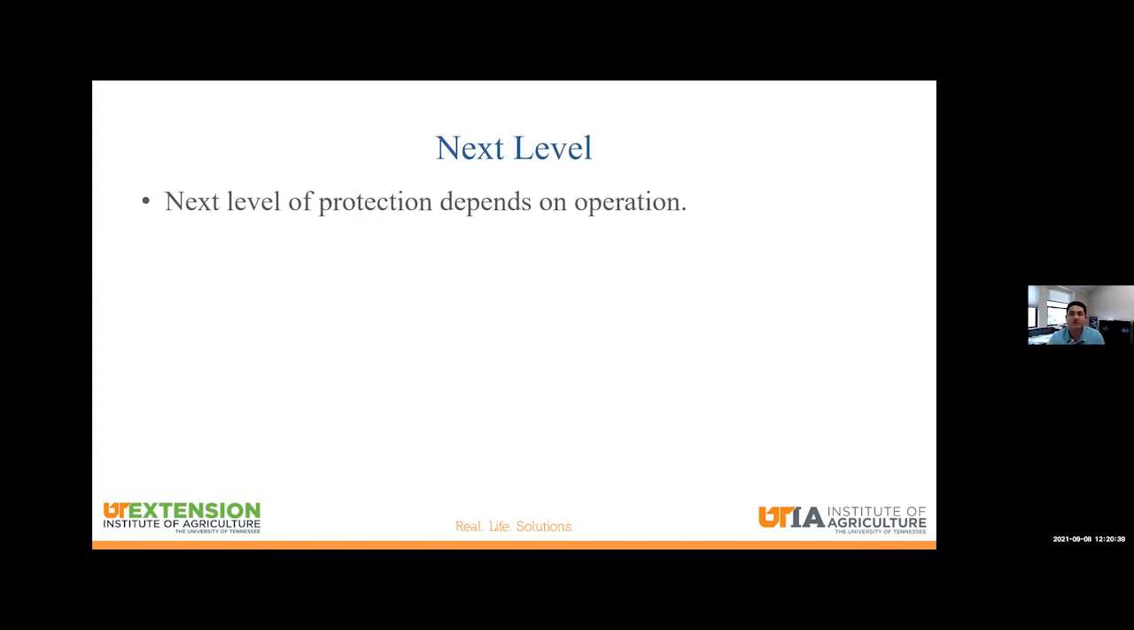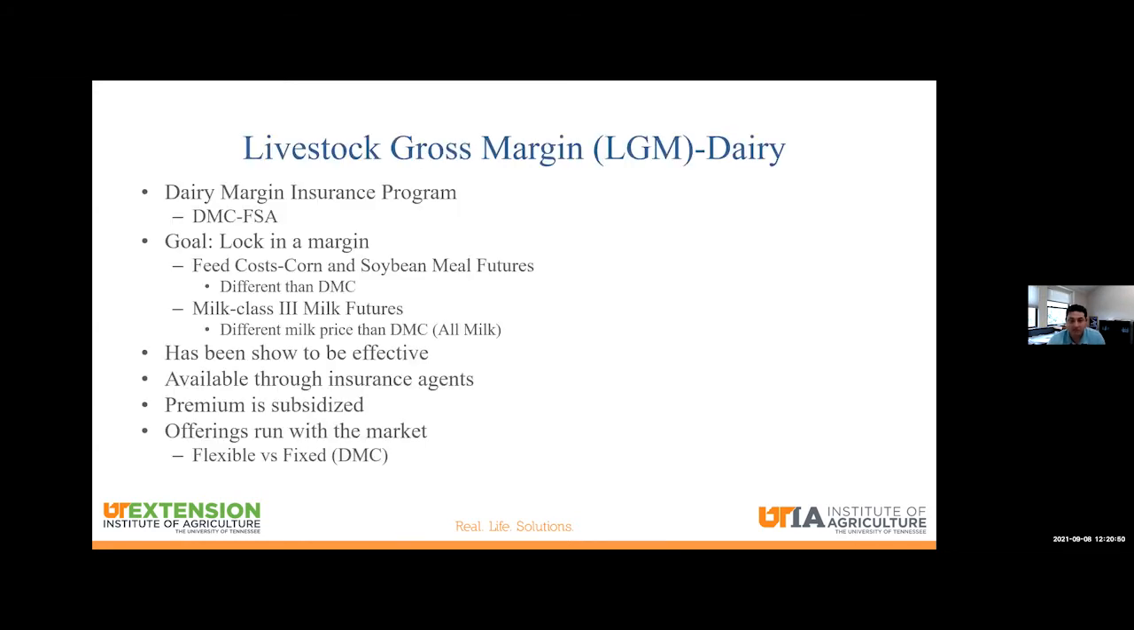And so now we're going to get into two other programs. The next one is going to be different, and the protection depends upon the operation. It has a lot of flexibility, and that program is known as livestock gross margin. Just from here on out, we'll call it LGM dairy. So it's livestock gross margin dairy, but I'll call it LGM dairy just for the sake of typing it out on my slides, but also most people know it as LGM.